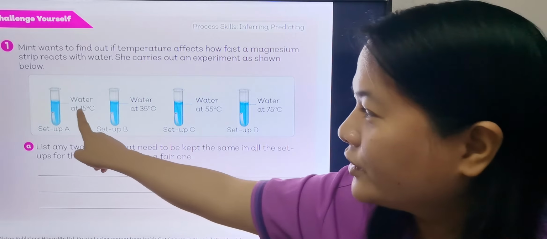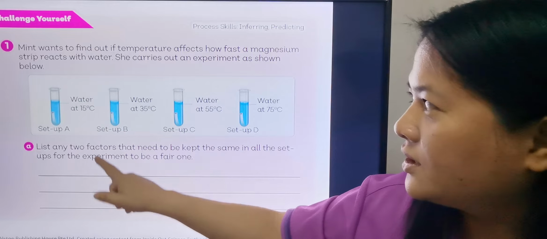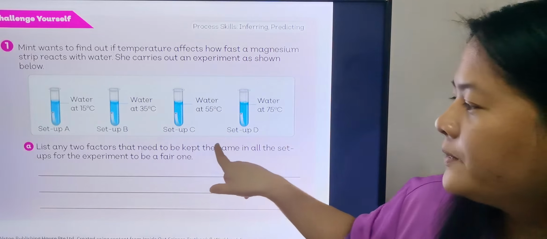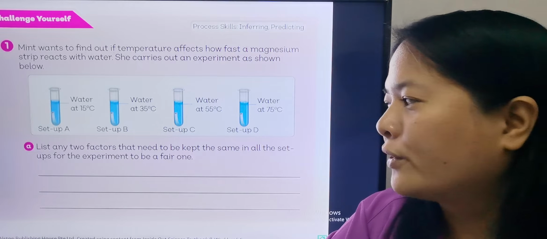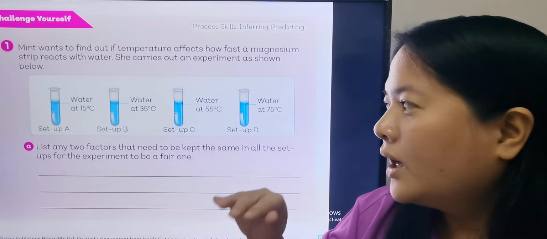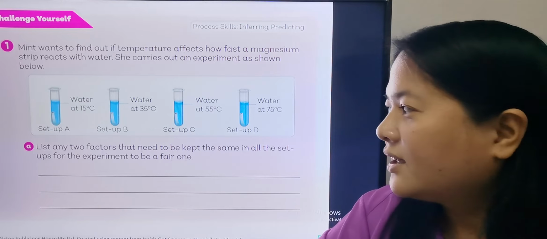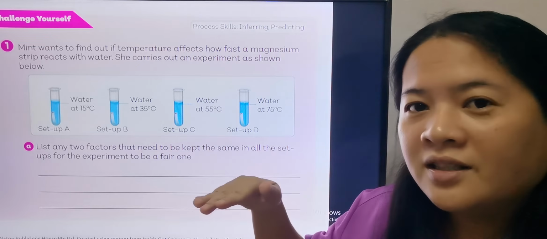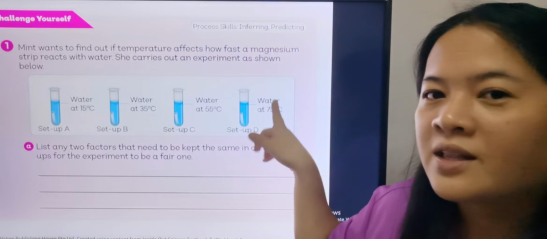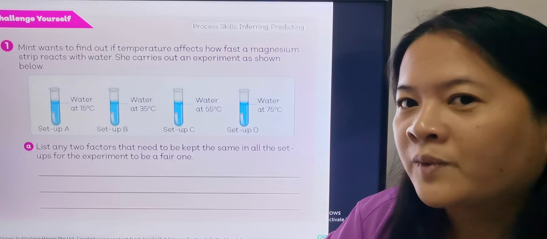Okay, so you have to understand the difference, okay? Now the question: list any 2 factors that need to be kept the same in all the setups for the experiment to be a fair one, okay? So when you do experiments, you have to make sure that they are constant, okay? So you can see that only the temperature should be different. So what else should be constant, or what should all be the same, okay?